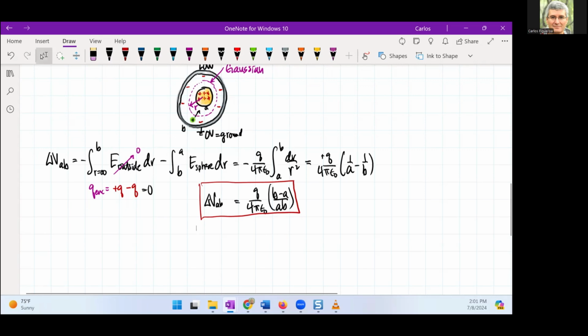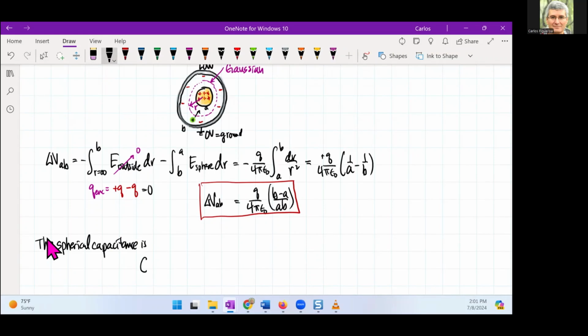So then what is the capacitance? The spherical capacitance is then going to be C spherical, which is Q over the voltage of a sphere where I'm moving it from A to B. If I plug my values in here, I'm going to get Q over 4 pi epsilon times the quantity B minus A divided by A times B, and that's also Q.